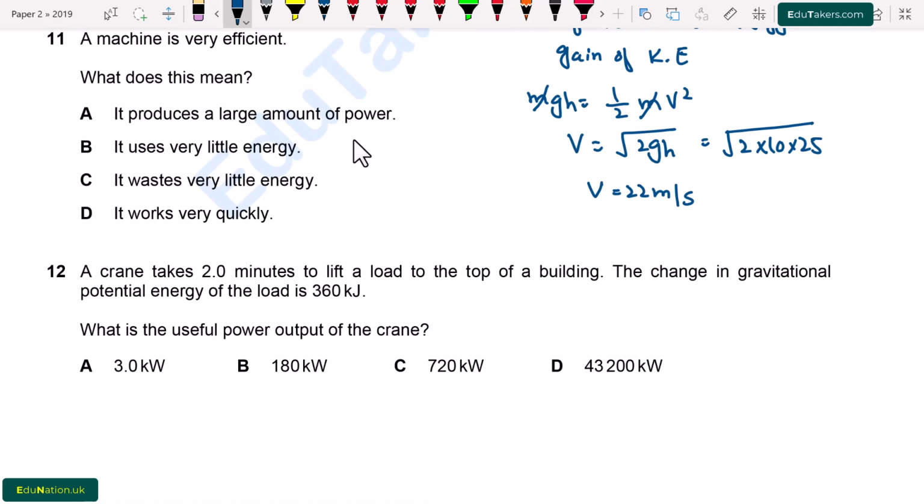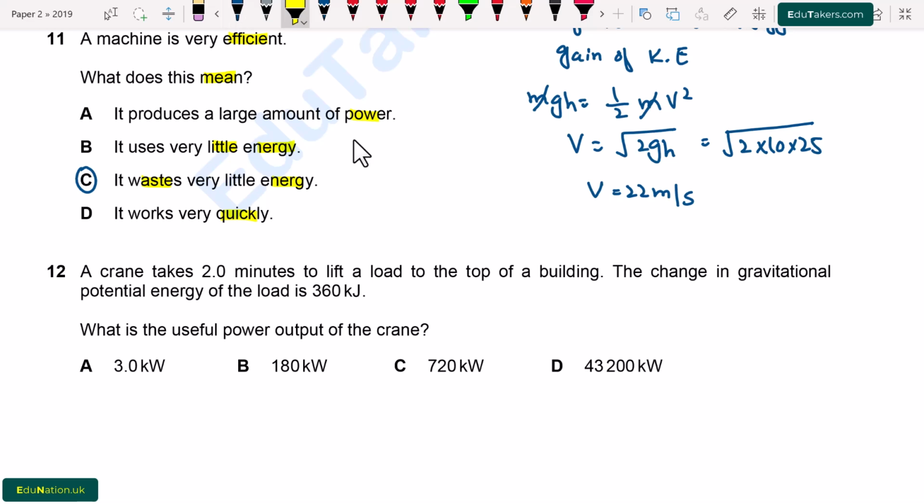Question number 11. A machine is very efficient. What does this mean? Option A, it produces a large amount of power. B, it uses very little energy. C, it wastes very little energy. D, it works very quickly. The machine is efficient. It means that output power is equal to input power, or the output energy is equal to input energy, and there is very small wastage of energy. So option C is correct.